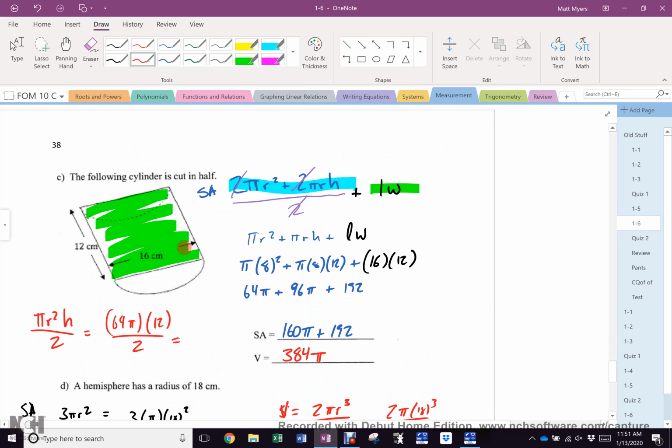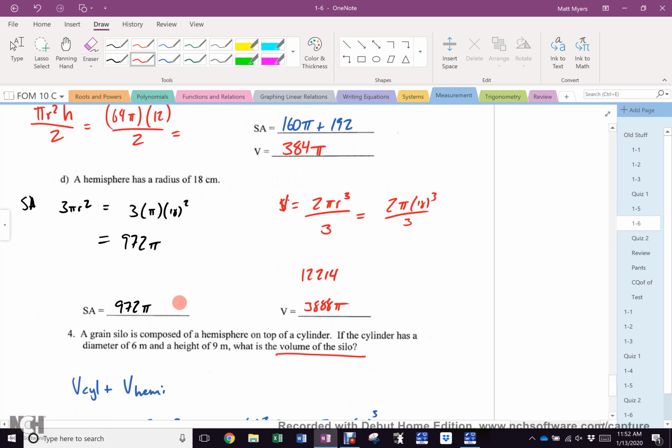This one, it was the surface area of a whole cylinder, yes? Right? But then I cut it in half. So what happens to all these 2's? Cancel, cancel, cancel. But as soon as I cut it in half, I created a new square or a new rectangle, so I had to add the LW that was green. Yeah? Excellent. And lastly, a hemisphere. Surface area is just 3 pi r squared. Volume is 2 pi r cubed.